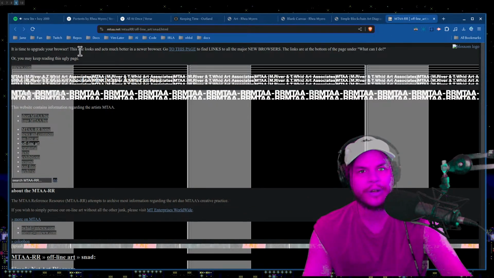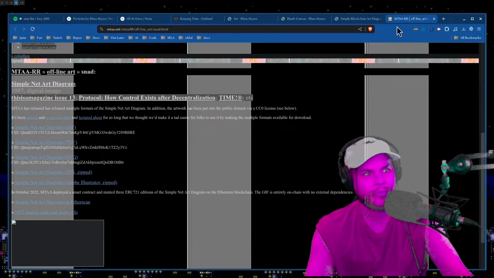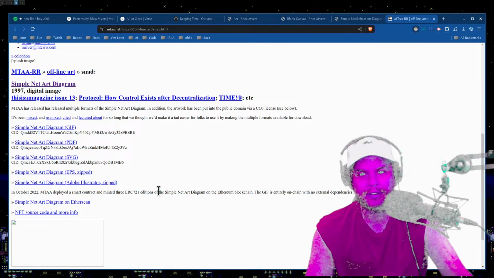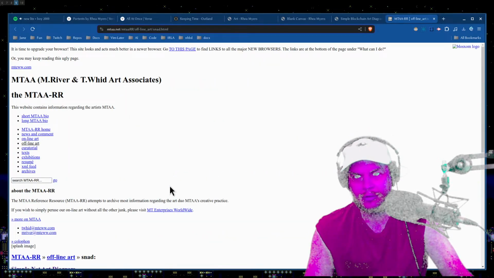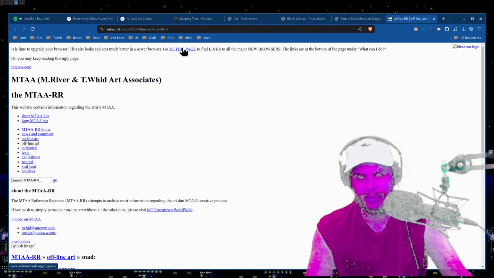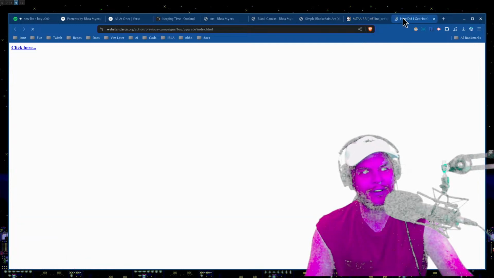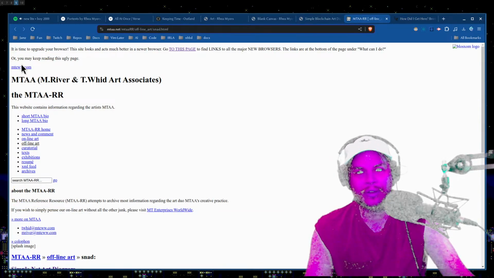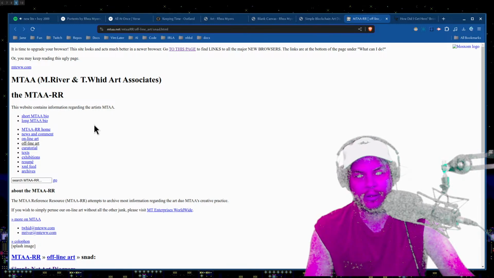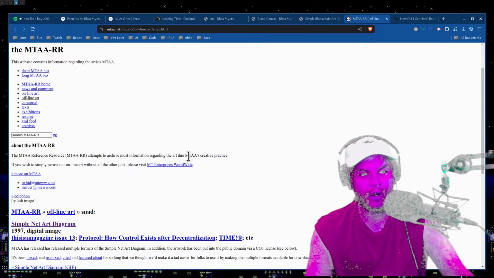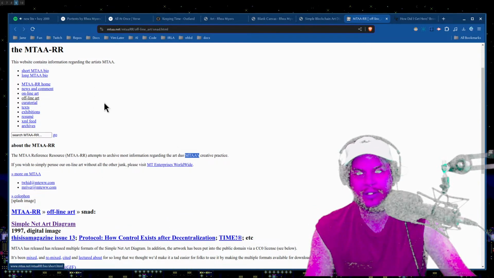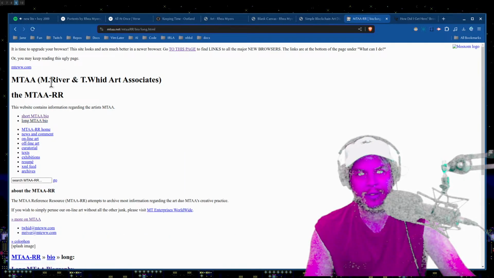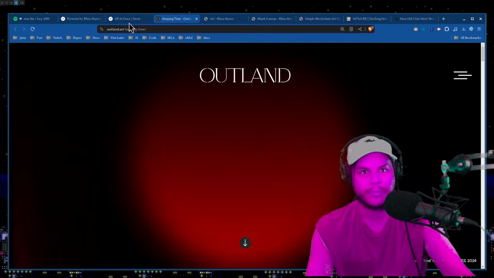It's time to upgrade your browser. Really? Looks fine to me. Here, I'll even turn off my... I love the idea of wondering what this is going to take me to. Web standards page. This is sick. Okay, so this is the ArtDuo MTTA's creative practice. I got their bio. I could read about them, but I'm a little confused at what this is.